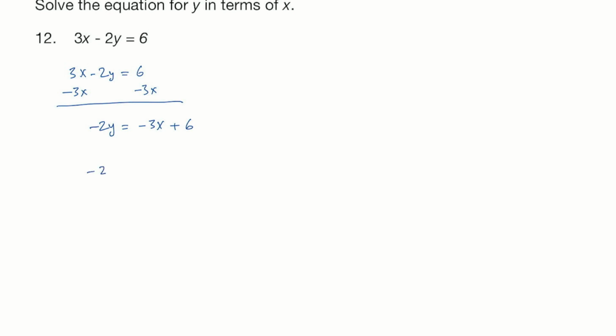Okay, so now we have our equation. And what we need to do is divide each term by what is multiplying the y. So let's divide each term by minus 2. So we have y is equal to, okay, minus 3 over minus 2 is just 3 over 2. That is multiplying x. And then 6 divided by minus 2 is minus 3.